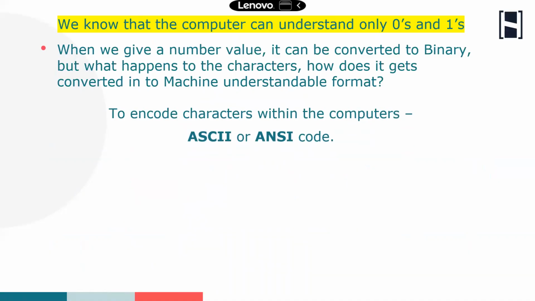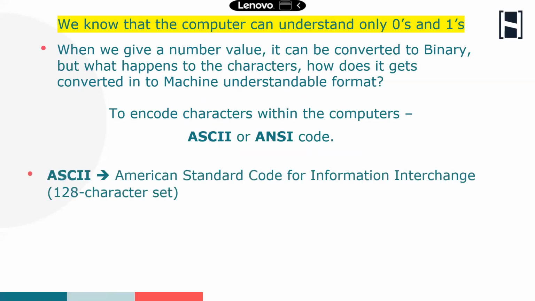Whatever characters we are giving, we have to convert into numbers. Again, we are not going to do it; our compiler is going to take care of that. But to convert, it has to follow some standard, a specific pattern. Two encoding formats are available for my compiler to make use of. One is what we call ASCII, American Standard Code for Information Interchange.